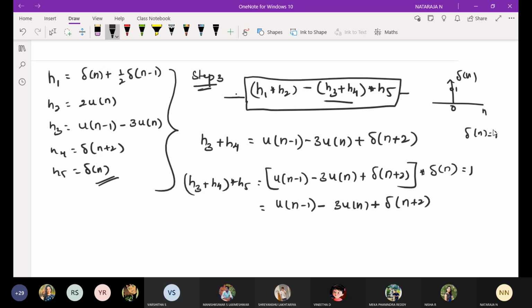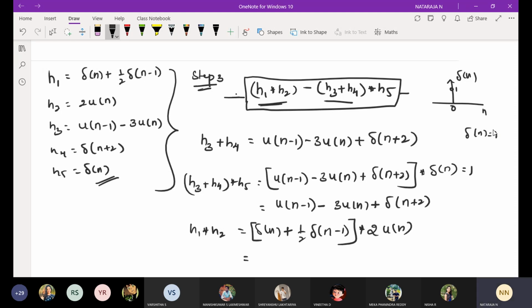Yes, sir. Next I will take the first one, H1 convolved with H2. What is the value of H1? H1 will be delta of n plus 1 by 2 delta of n minus 1, into H2. What is the value of H2? H2 will be 2 into u of n. If I multiply these two, the delta function will be 1, so 1 into 2 into u of n, I am going to get 2 u of n.